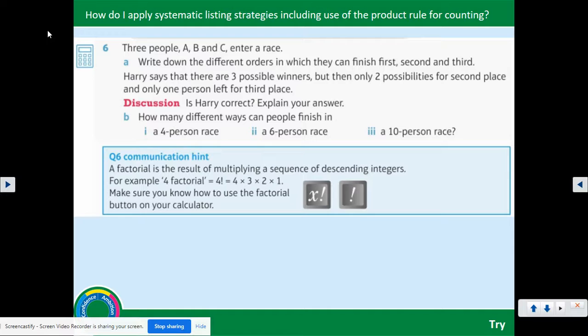Okay, so it's the button that they're showing on the screen. If you don't have that because you're using the phone, just write it out the long way, so 4 times 3 times 2 times 1 on your phone. Okay, so pause the video and play when you're ready for the solution, please.